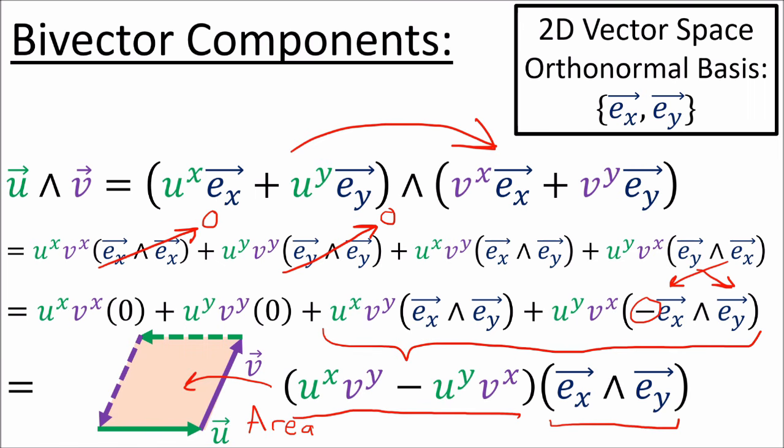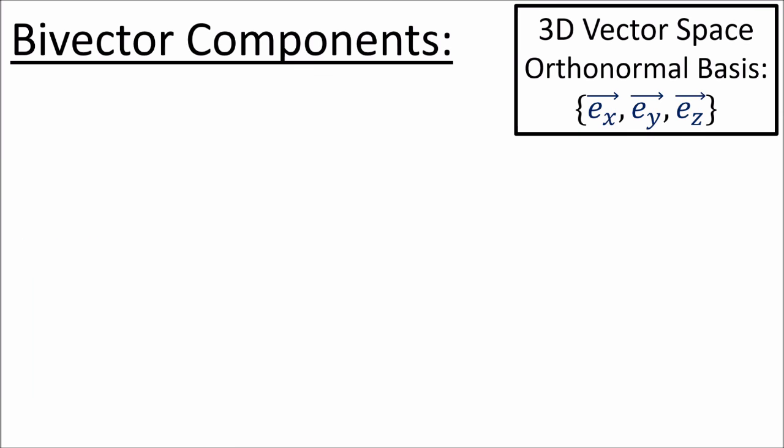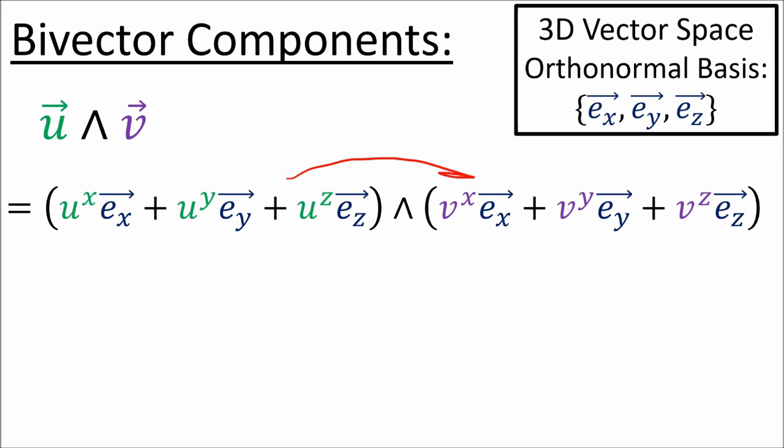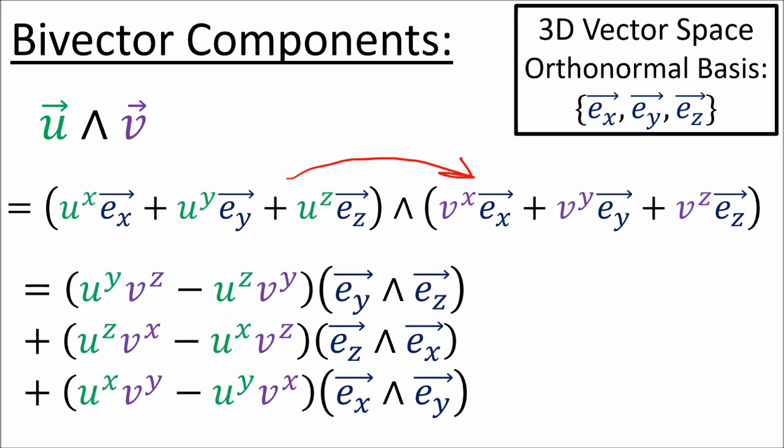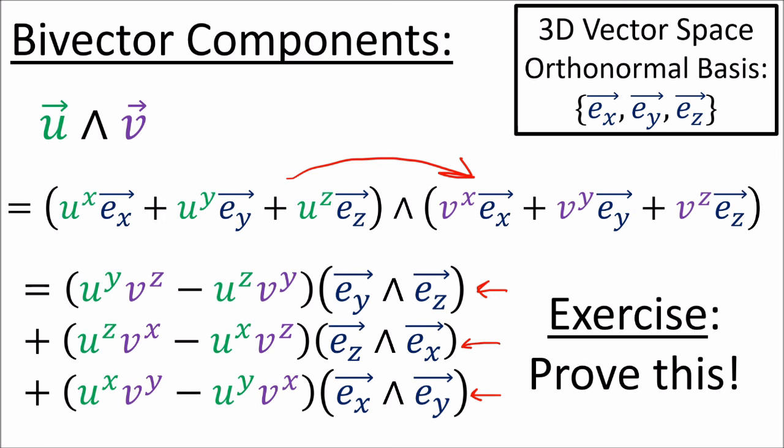There is only one basis bivector here because in the xy plane, there is only one possible pair of axes. In 3D space, the formula for u wedge v has three components, because there are three possible pairs of axes: yz, zx, and xy. As an exercise, you can try proving that these are the components. These end up being the same components that result from the cross product of u and v.